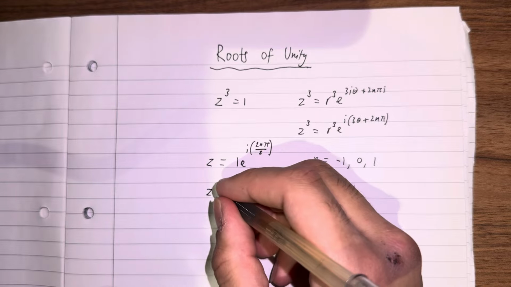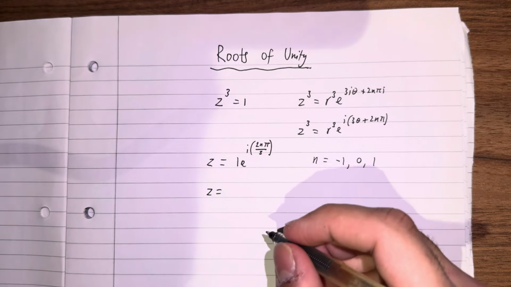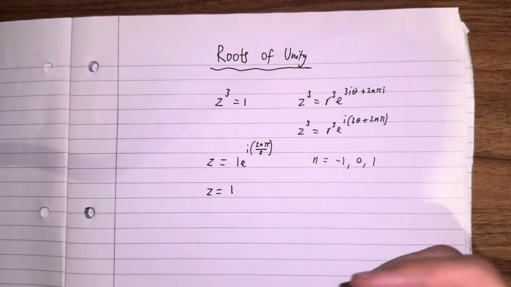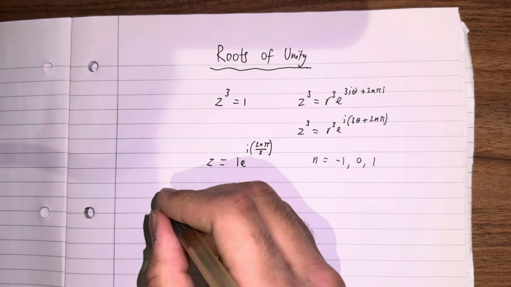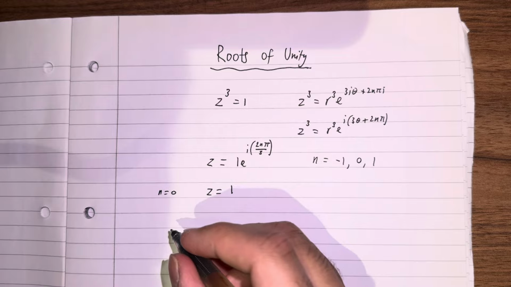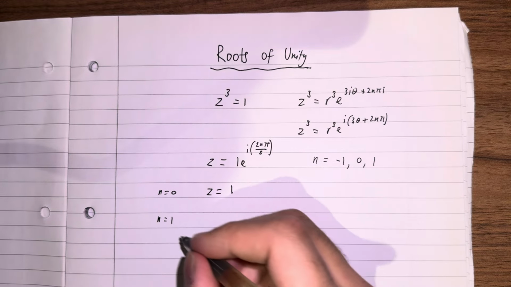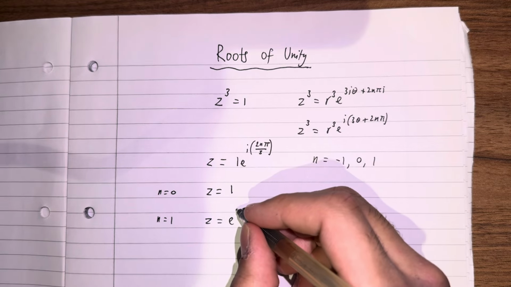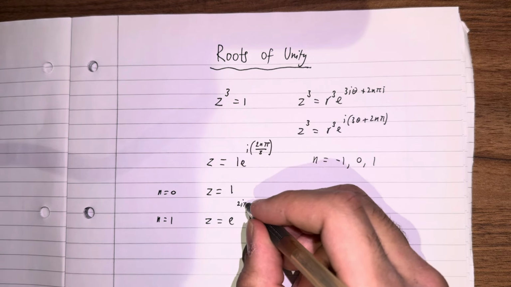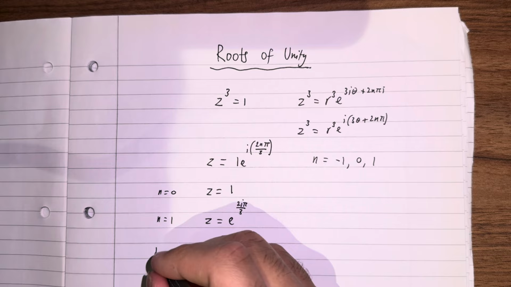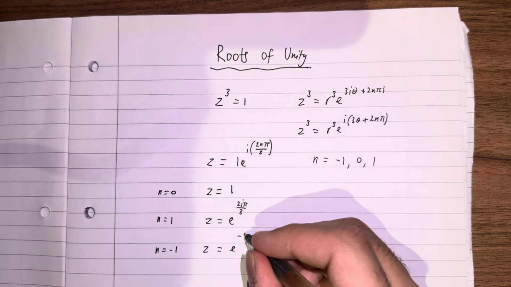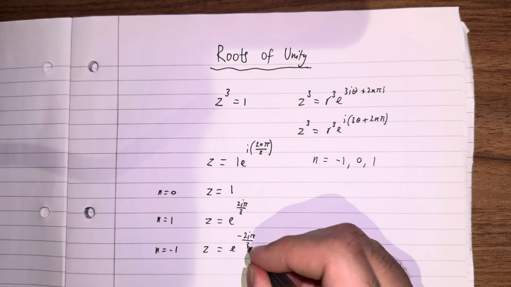So that means that z is equal to, let's start with n equals 0. So e to the power of 0 is just 1, so z equals 1. That's the root we expected. So this is for n equals 0. And now for n equals 1, we'll have z is equal to e to the 2iπ over 3. And for n equals minus 1, z equals e to the minus 2iπ over 3.